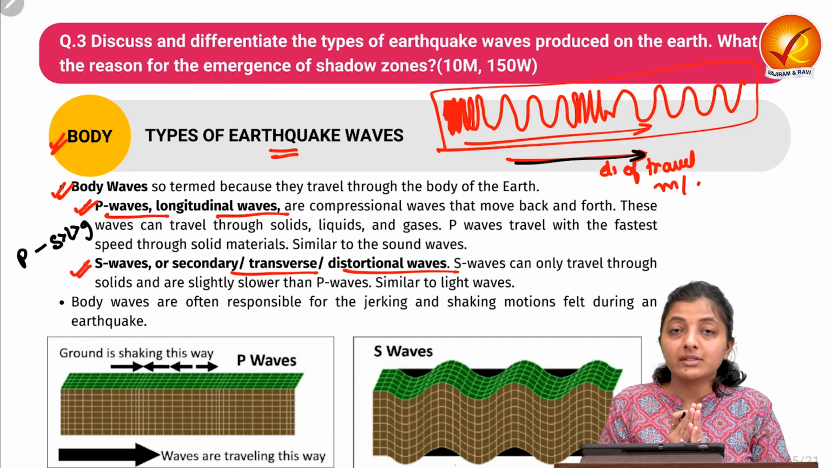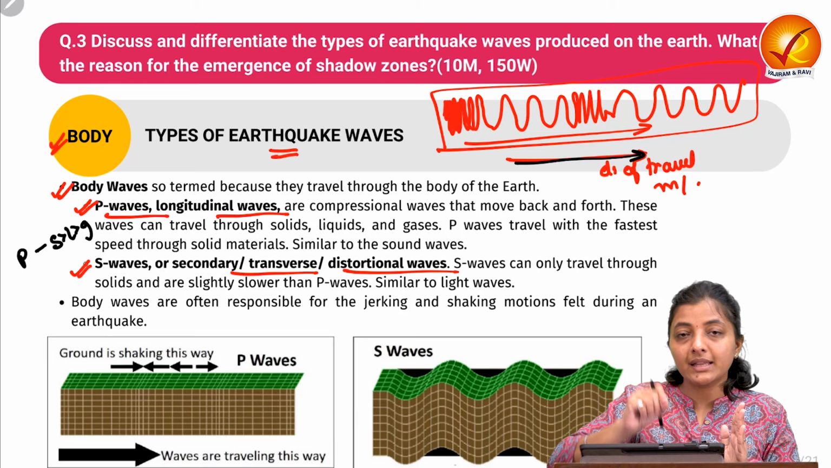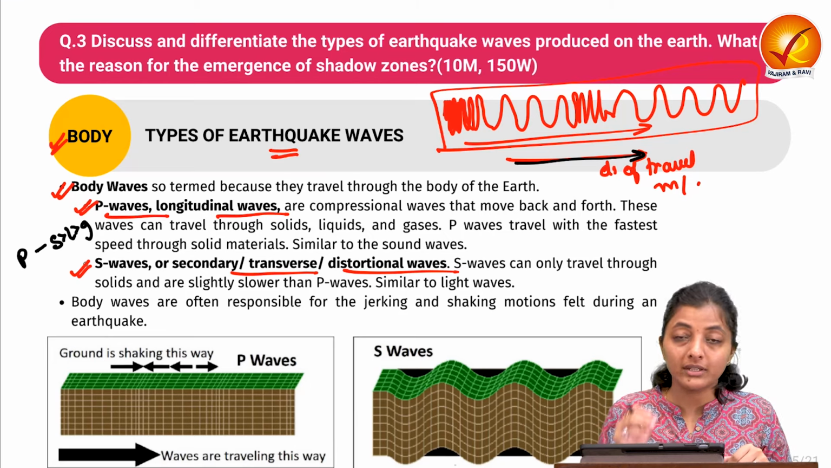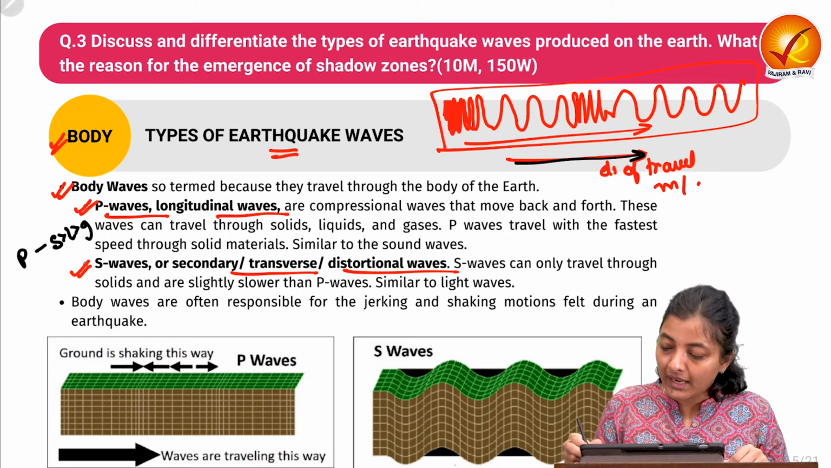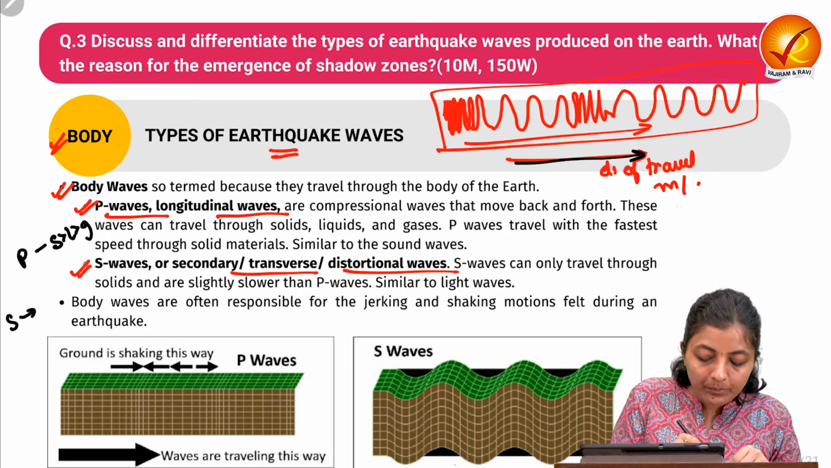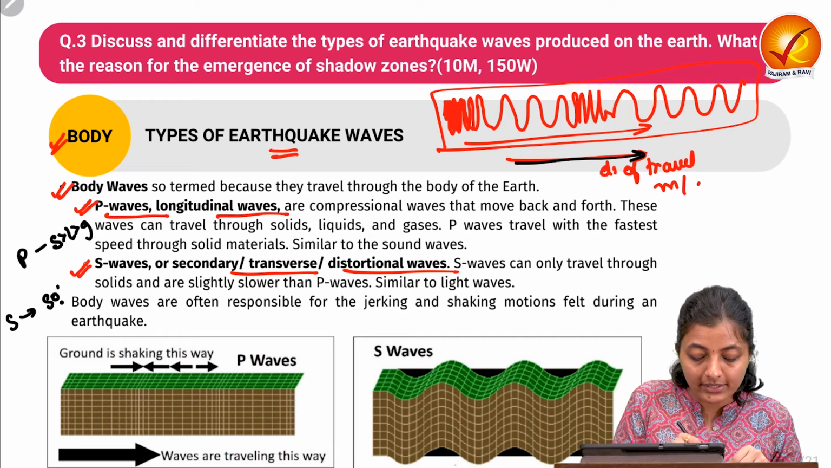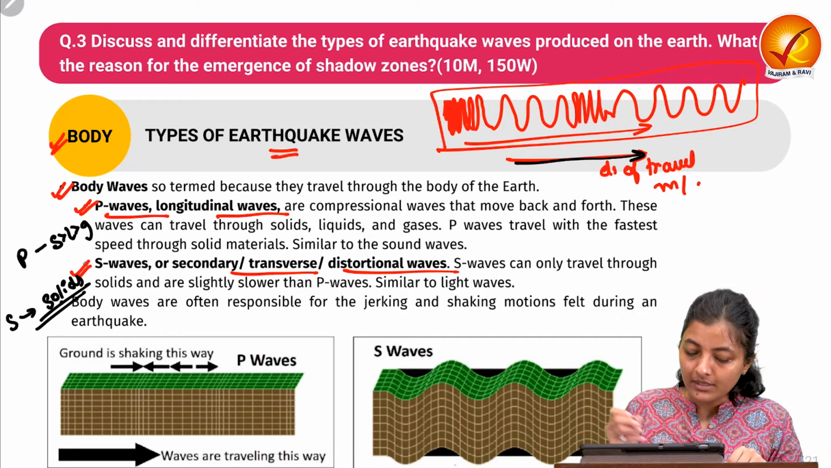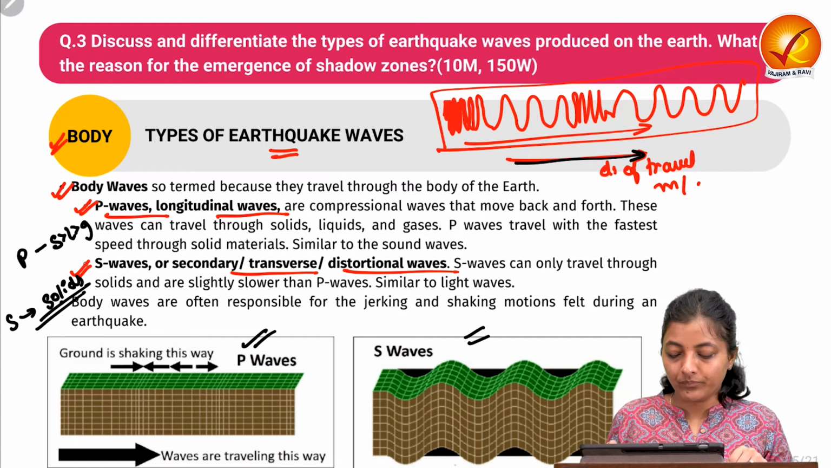These are transverse waves, meaning the vibration of the particle is perpendicular to the direction of the movement, or the direction of travel, of the wave. And S waves only move through solids. They do not travel through liquids and gases. So this is the P wave, this is the S wave.